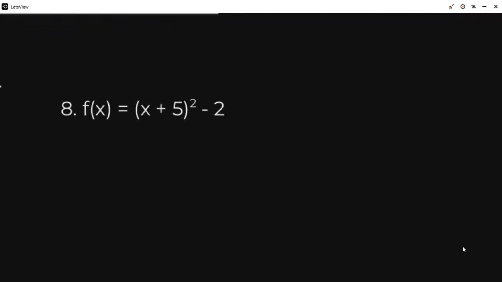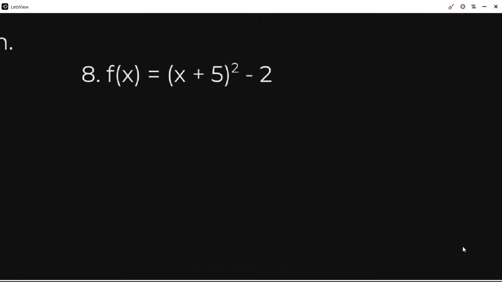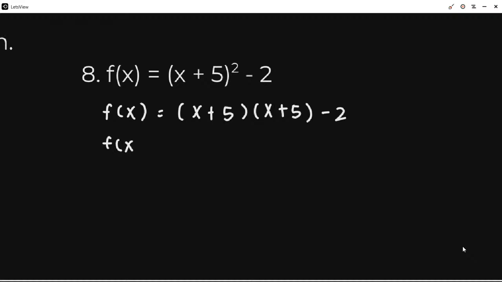Okay, so for this next one, it's a little bit different because it's in vertex form. So this would be f of x equals x plus 5 squared minus 2. So x plus 5 squared means x plus 5 times x plus 5. So now you want to multiply that out, and you can use either the box method or the distributive method or FOIL if you learned it that way. I'm going to do the distributive method.